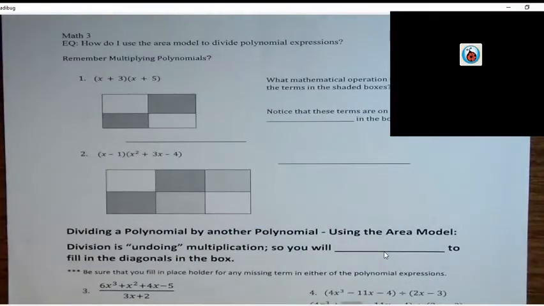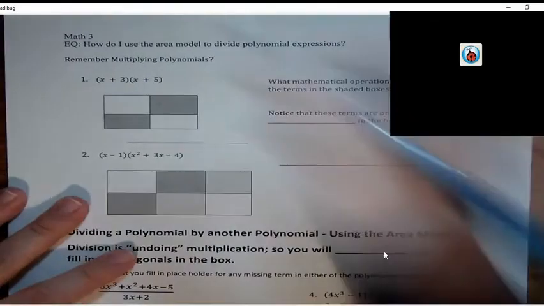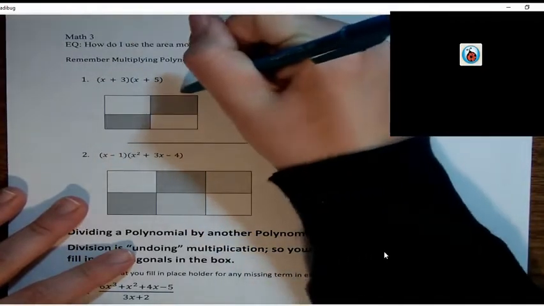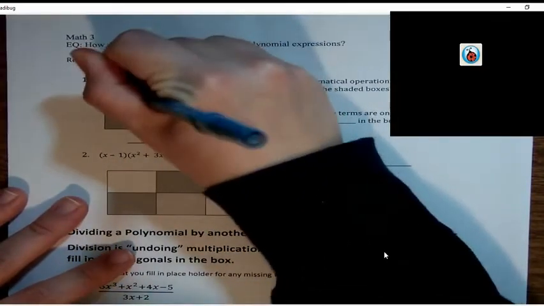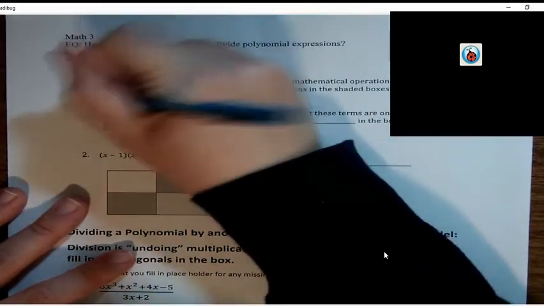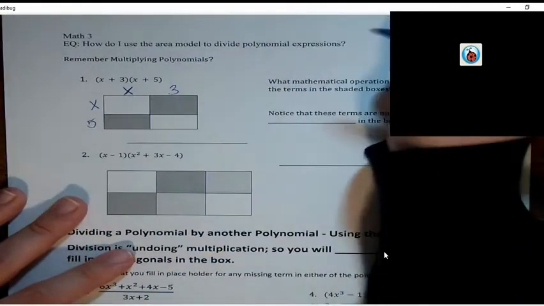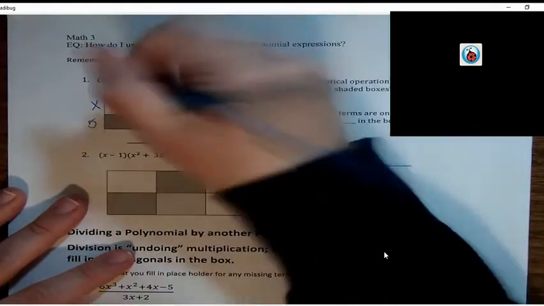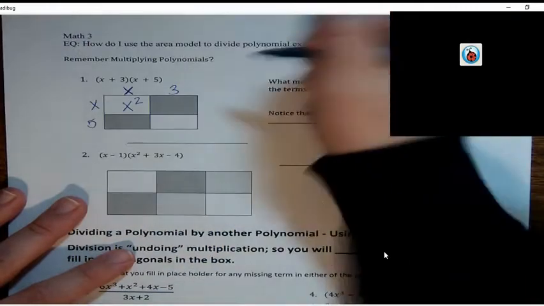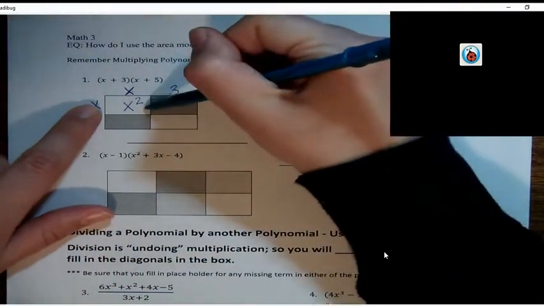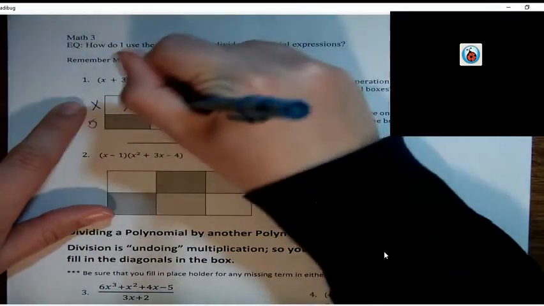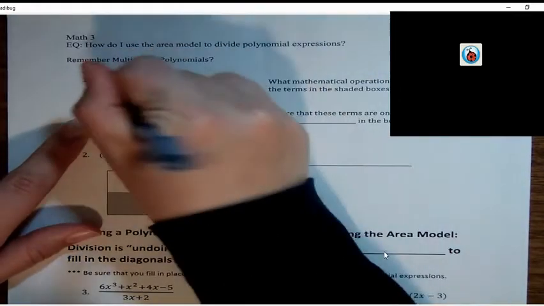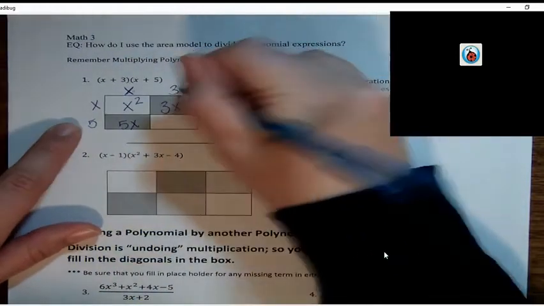Okay, so if you remember, we took each of our factors, we put one factor above each box. So I'm going to have an x and a 3 and an x and a 5. And then I would want to multiply the left and the top to get what is inside the box. So x times x is x squared. 3 times x is 3x. 5 times x is going to be 5x, and 5 times 3 is 15.